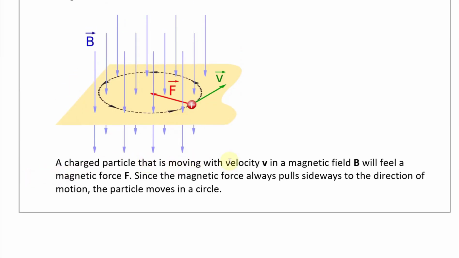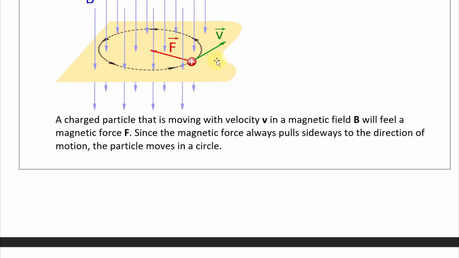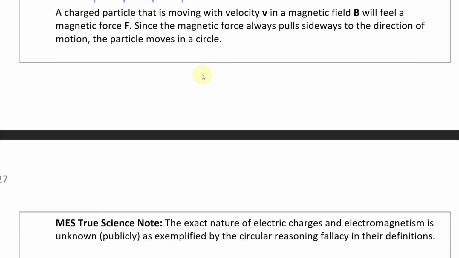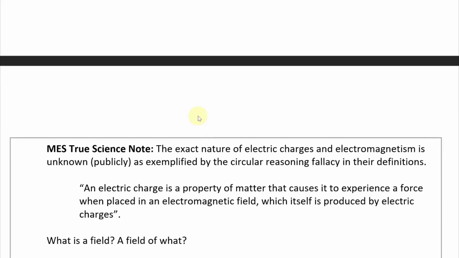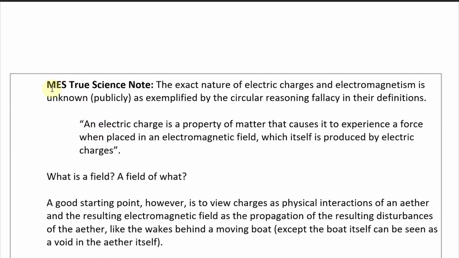So a charged particle that is moving with velocity v in a magnetic field B will feel a magnetic force F. Since the magnetic force always pulls sideways to the direction of motion, the particle moves in a circle. So it's always moving sideways, or 90 degrees, or perpendicular from this velocity there, the motion. Alright, and now, as I alluded to earlier, I just want to make another note.